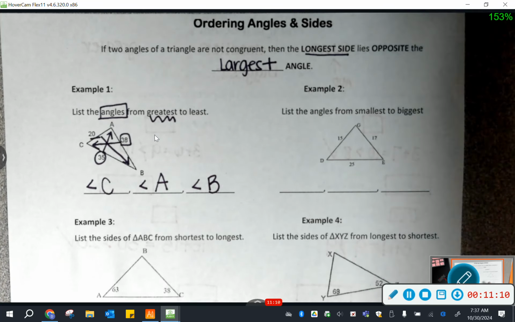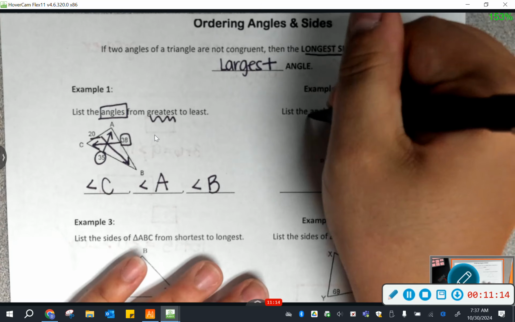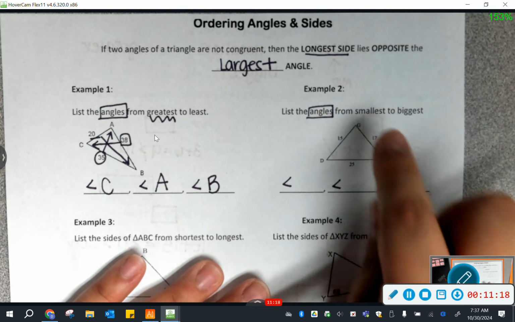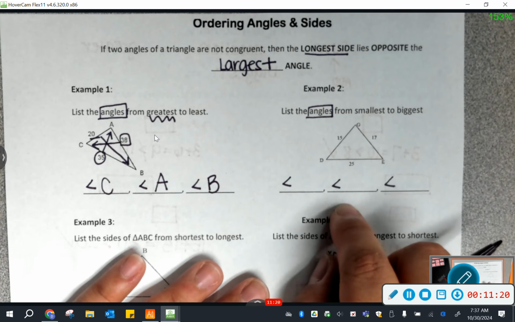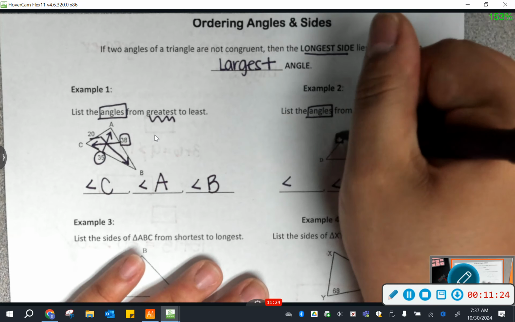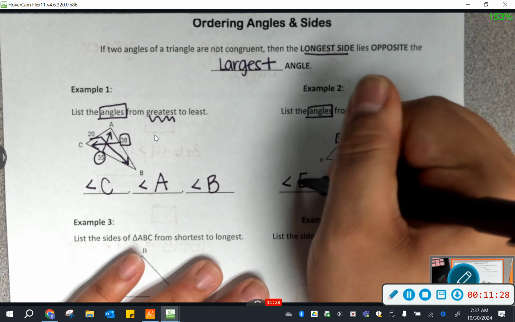Yes. All right. What is this time? Did you read what it's asking for though? Angles. So I'm going to put an angle and it's smallest to biggest. So what's my smallest number here? 15 is the smallest. What's across from 15? E is the smallest angle.